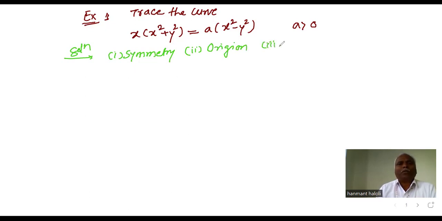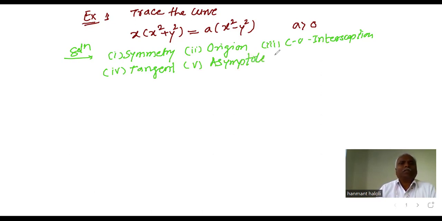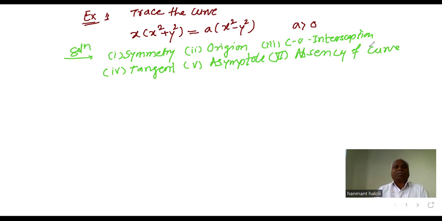Third point, we are going to check intersection, meaning coordinate intersection. Fourth point, we are checking tangent. Fifth point, we are going to check asymptote. And sixth point, we are going to check whether the curve is absent or present during the intervals.